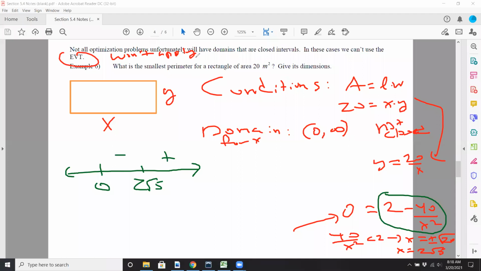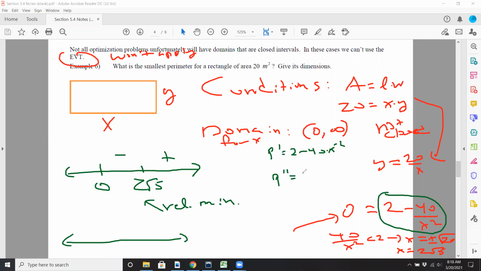So what happens is that this becomes a relative min because it changes from negative to positive at 2 root 5. Still, that's not enough for us to say it's an absolute min. So how do I know it's an absolute min? What you do is you do a second derivative. If you do the second derivative for perimeter, remember, the first derivative was 2 minus 40 times x to the negative 2 power. So the second derivative will be 80 times x to the negative 3 power, or 80 over x cubed.